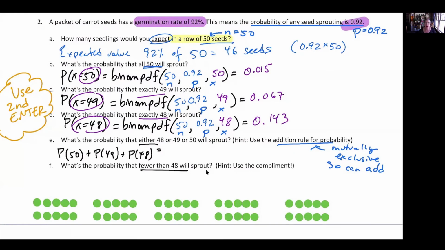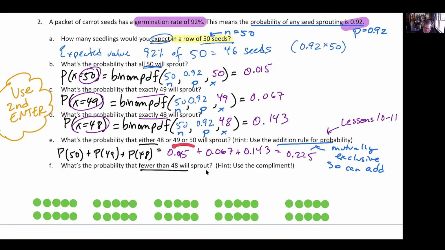Okay, so now I want to know the probability of either 48, 49, or 50. And remember, we have two different formulas, but we're going to use the addition rules of probability. And remember, those are in lesson 10 and 11, actually. Okay, and these are mutually exclusive, so all we have to do is just add them up. So we take these three probabilities and we add them up. So 0.015 plus 0.067 plus 0.143, and you should get 0.225.